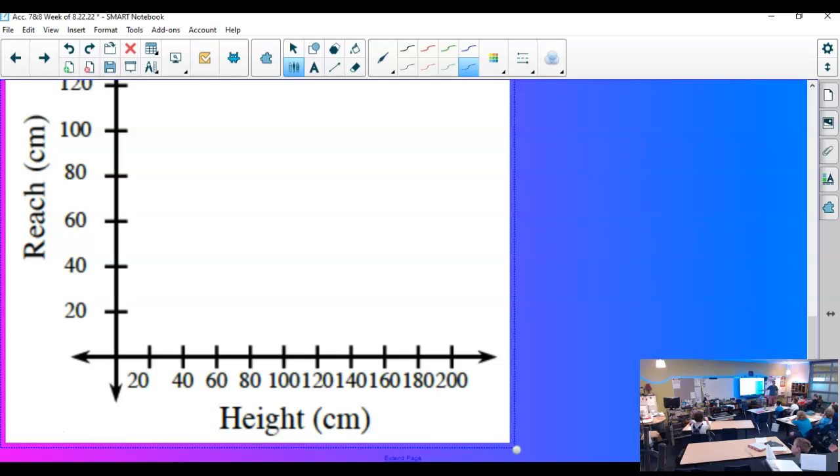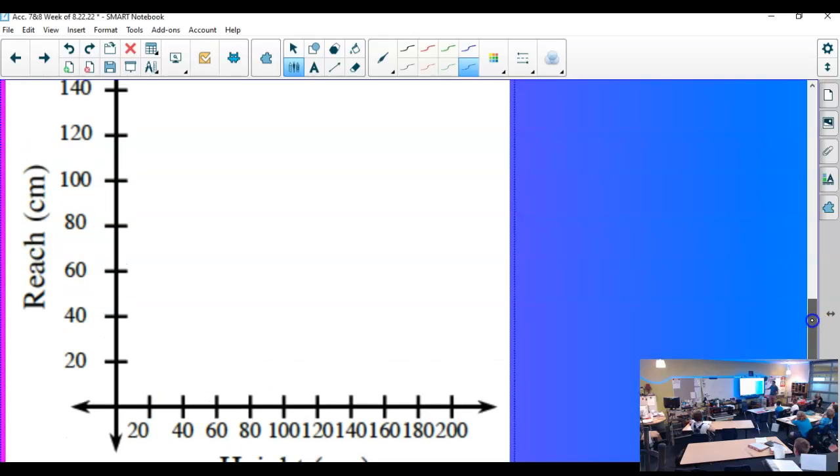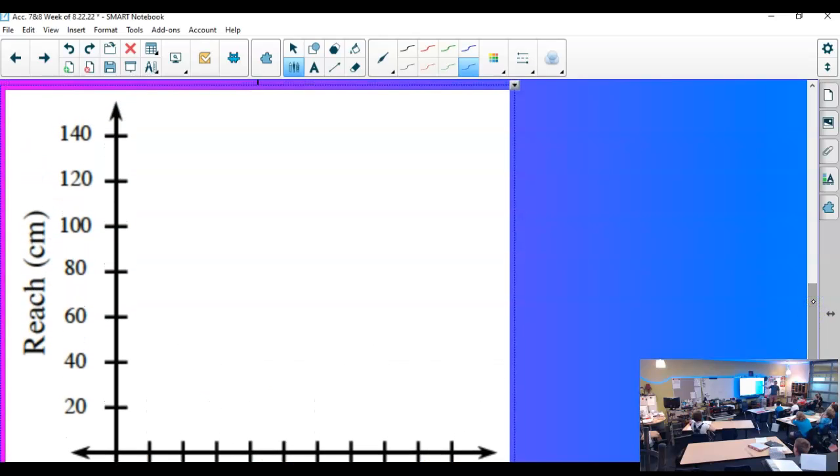If you get a height over 200, I'm suspicious you made a mistake because my height, actually I forget if I'm over 200, but like, yeah, you're not taller than me. Your reach should probably be not as tall as you because you sat down, right? I can't guarantee we won't go over 140, but we can extend the graph if we need to.